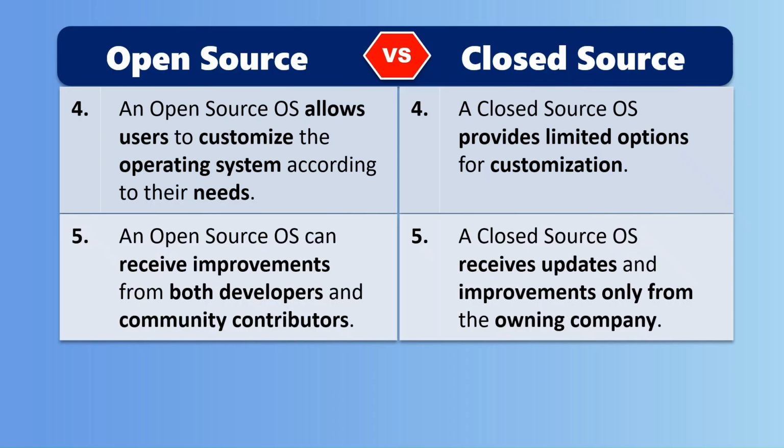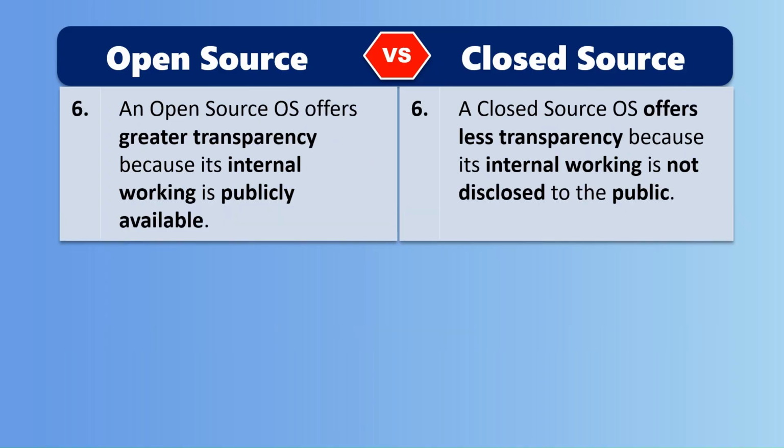An open source OS can receive improvements from both developers and community contributors. A closed source OS receives updates and improvements only from the owning company. An open source OS offers greater transparency because its internal working is publicly available. A closed source OS offers less transparency because its internal working is not disclosed to the public.